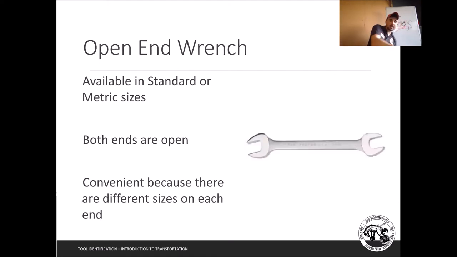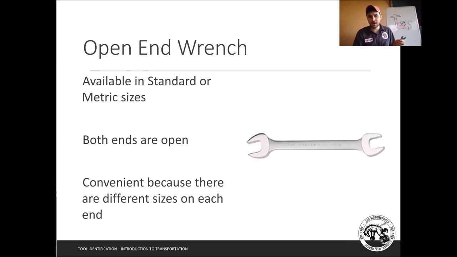So the opposite there, both sides are open. Now, why do we use these? Well, it's not always possible to get all the way around a bolt. So this is going to be able to get you in there, loosen, tighten, whatever you need to do, and then back out. Both ends are open and they are two different sizes. That way, like I said, if you're close to a size, you can go ahead and get what size you need or be close to it, so you're not running back and forth to your toolbox.